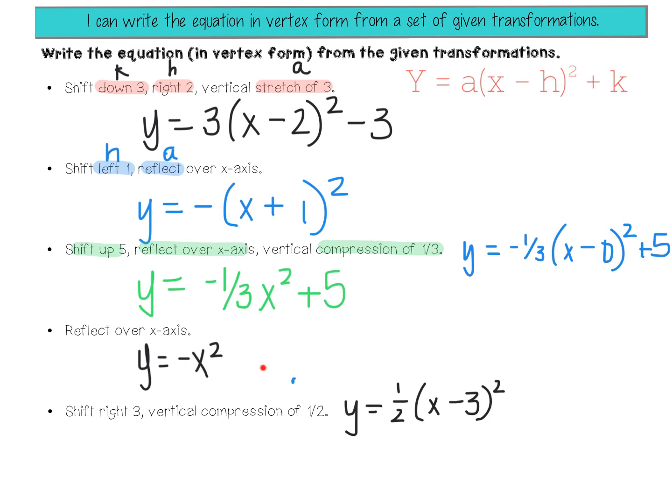All right, same is true down here. I don't need all that other stuff. If I'm just reflecting, then it just takes the parent graph and puts a negative in front of it. And then the last one, I shifted right 3, so my 3 is on the inside, and it's minus that value, and if that value is positive, then it's just going to stay minus 3, and a vertical compress of 1/2.